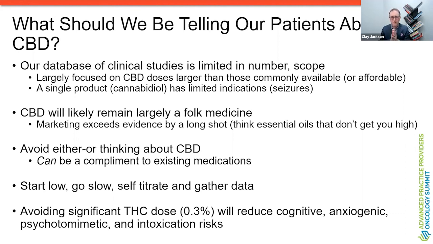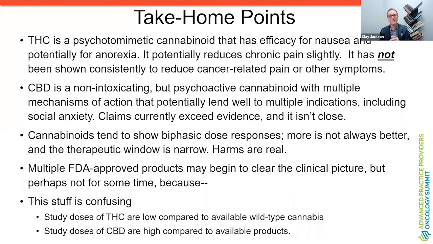And then think about your medications that are metabolized through cytochrome P450, easy to say, CYP3A4. Then those medication concentrations might go up, and you expect more adverse events. Start low, go slow, self-titrate, and gather data. And remember that parabolic, biphasic dose response curve. Avoiding a significant THC dose, so less than 0.3%, will reduce the cognitive, anxiolytic, psychotomimetic, and intoxication risks that attend THC.